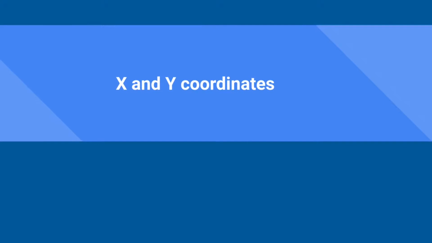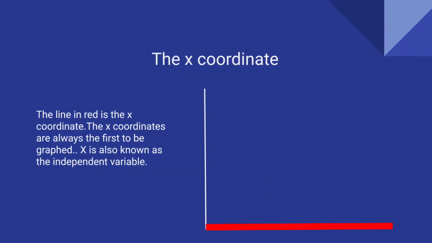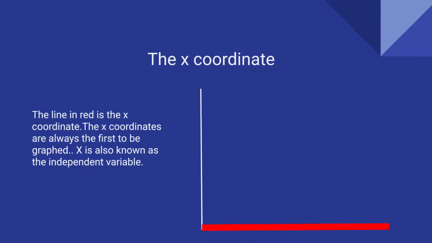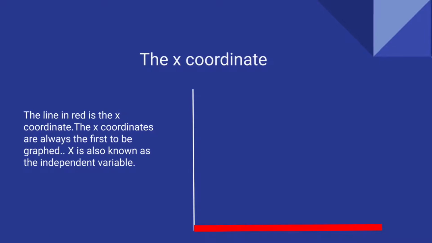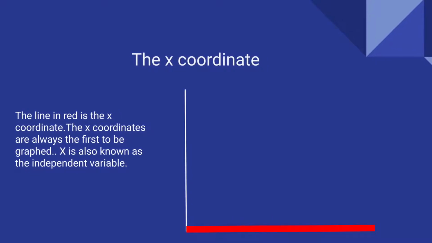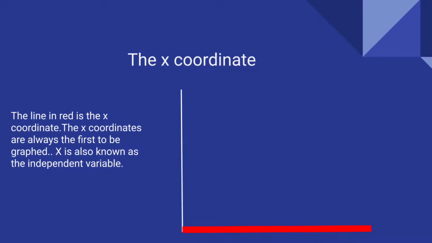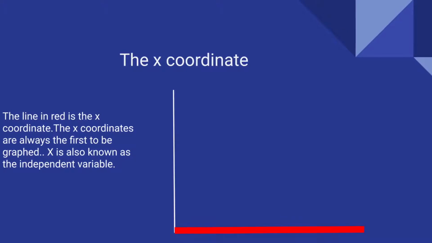Now, let's talk about the x and y coordinates. Do you see the line in red? That's the x-coordinate. The x-coordinate is always the first to be graphed. When you're graphing, you go across the line and then up. The x is also known as the independent variable because it can change by itself and is not affected by the y's changes.